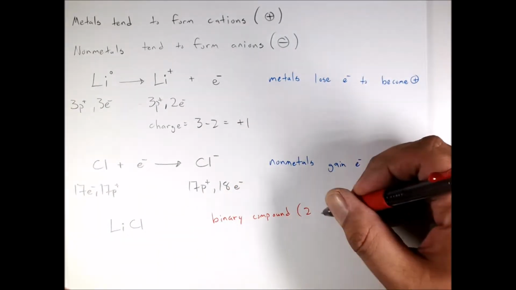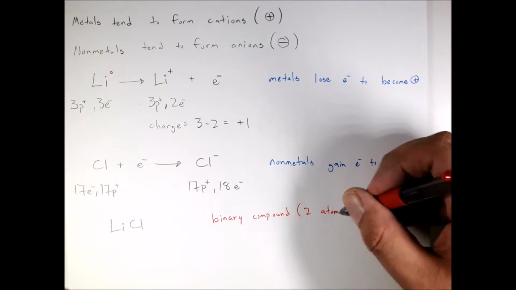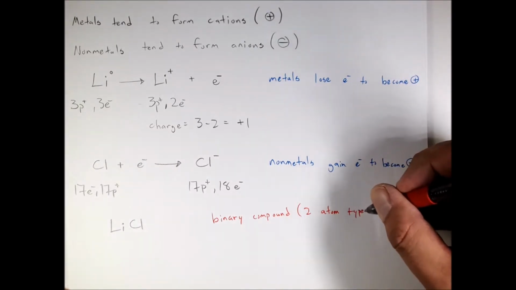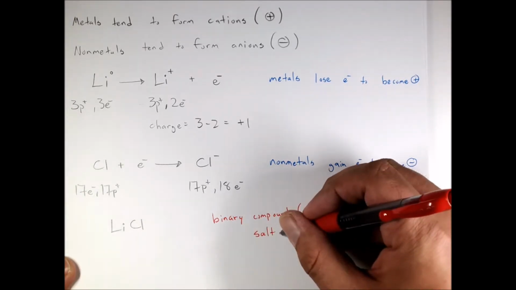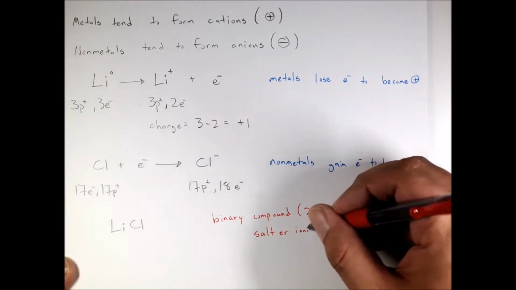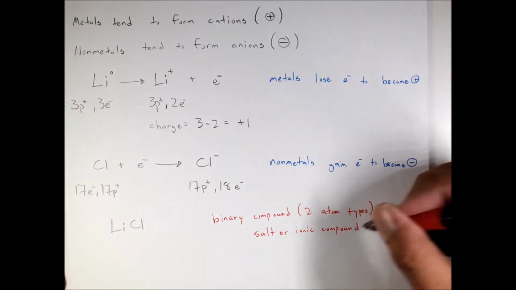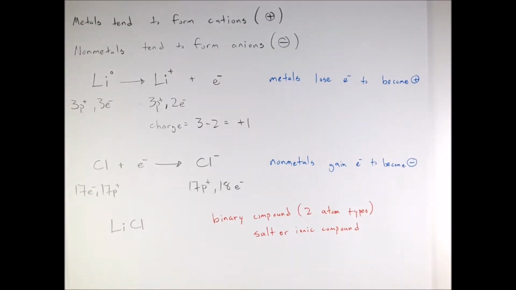And this makes what's called a binary compound, meaning that it has two atoms, or atom types, involved. Another thing we can call this is a salt, or ionic compound. So if you have a compound that is a combination of cations and anions, you can go ahead and call it a salt. So it's a little bit different than the table salt that we eat, right?